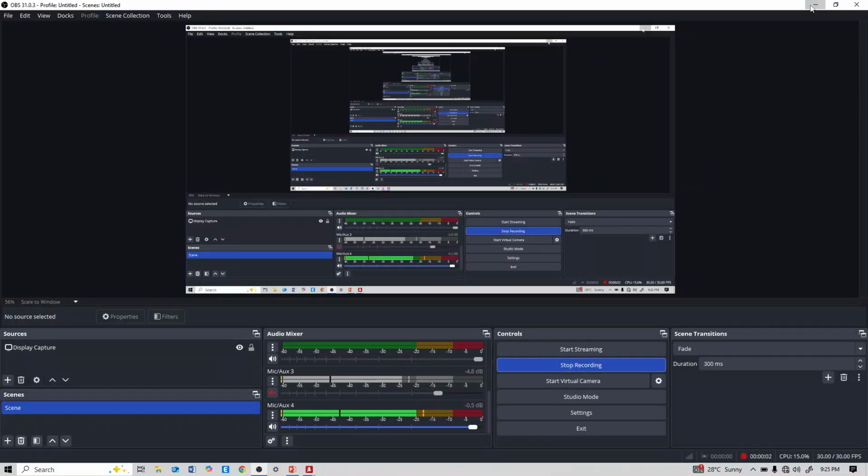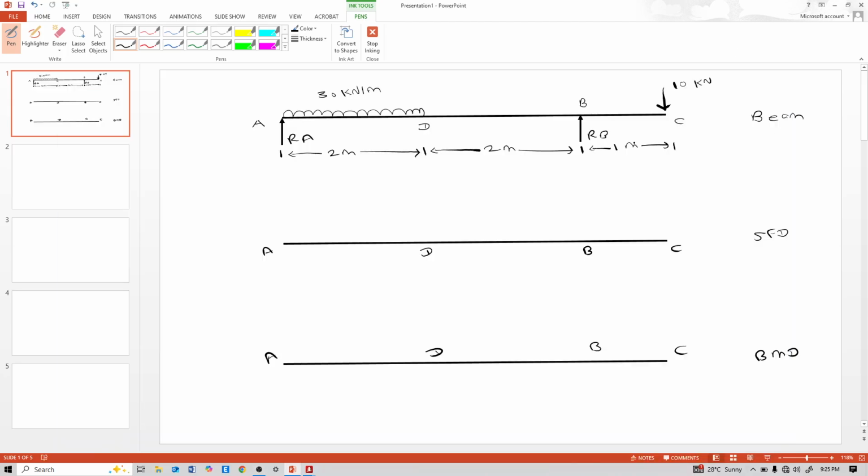Today, in this video lecture, we will see the shear force diagram and bending moment diagram of this overhang beam. The total span of this overhang beam is 5 meters, and between A and D, a 30 kN per meter uniformly distributed load acts over 2 meters. At point C, there is a downward 10 kN load.